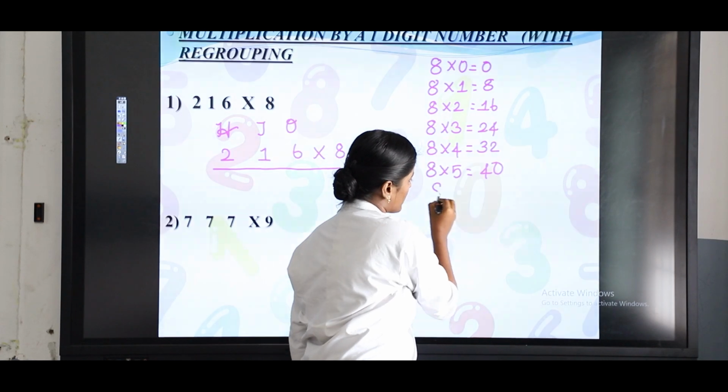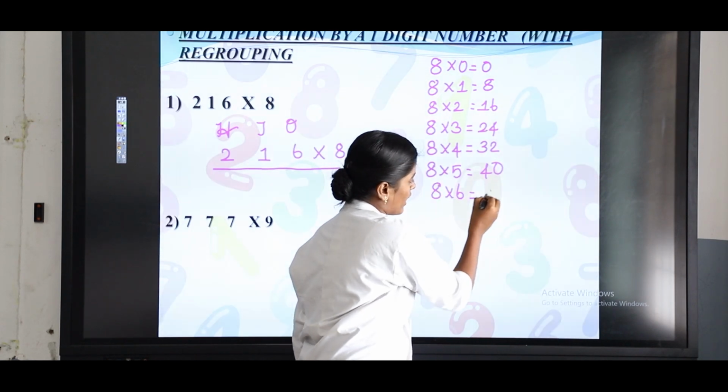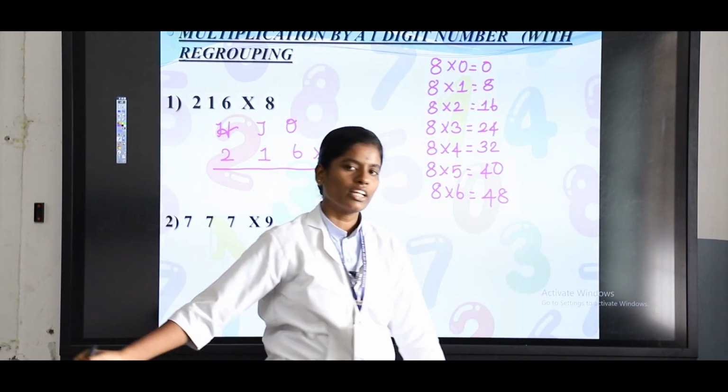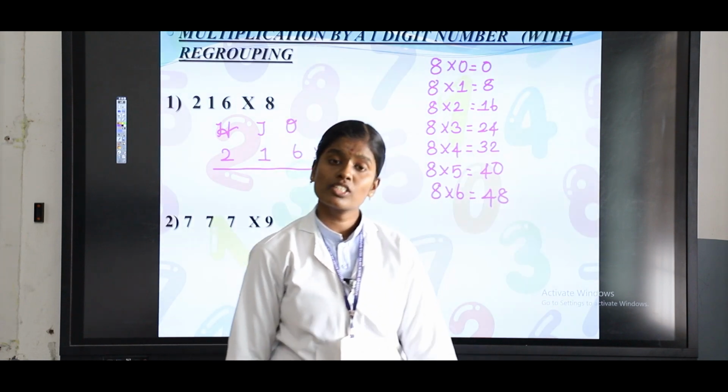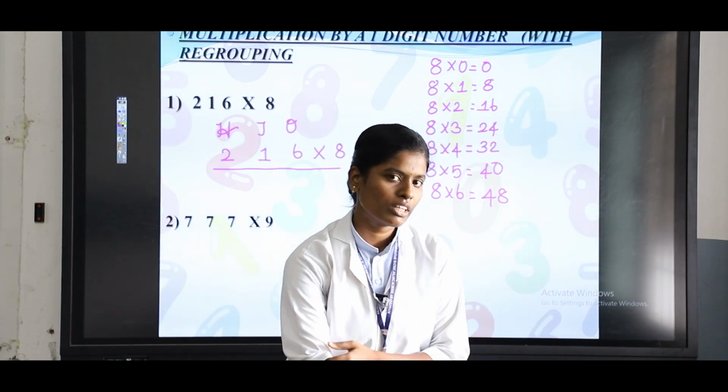The next one is 8 sixes are. So 8 sixes are 48. So it is 8 times 6 or 6 times 8. Now everyone clear, my dears?